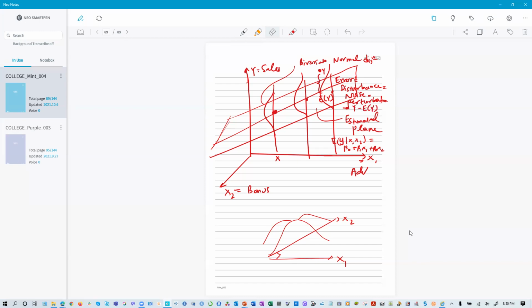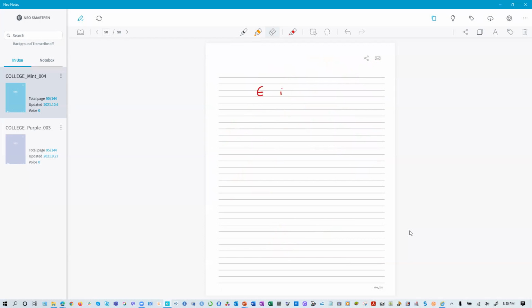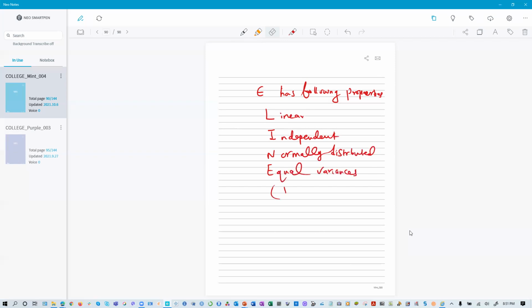That error has the following properties. They fit into an acronym, LINE. Line means linear, independent, normally distributed, and equal variances. Equal variances has a name, homoscedastic. Linear means they're going to fit into a plane.